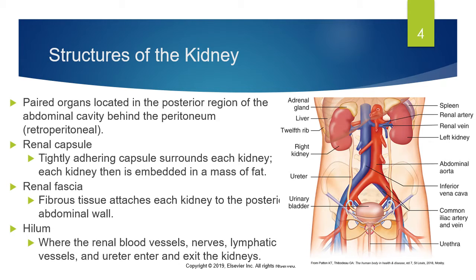And here you see a review of the anatomy of the kidney. The kidneys are located in the retroperitoneal area behind the peritoneum. They're surrounded by a capsule, and the fibrous tissue or fascia attaches the kidneys to the abdominal wall. That's called the renal fascia. And in the hilum of the kidney is where the nerves, the vessels, the lymph enter and exit the kidney.